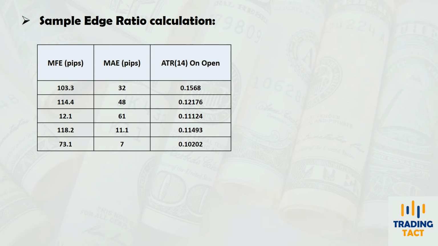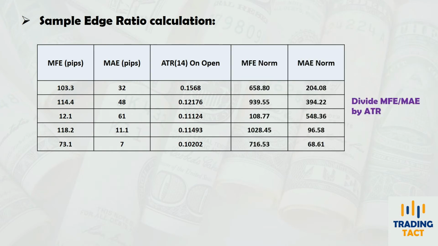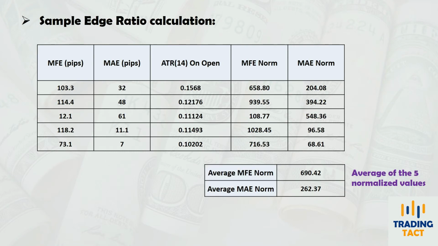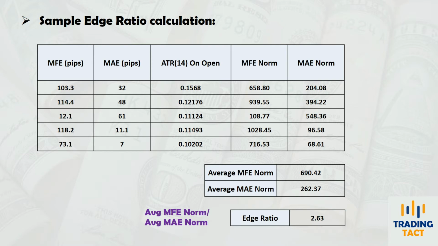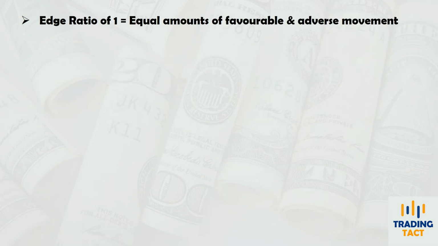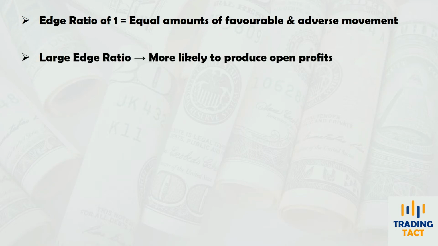First, normalize volatility by dividing the MFE and MAE by the ATR. Next, obtain the average normalized MFE and MAE values. Finally, obtain the edge ratio by dividing the average MFE by the average MAE. An edge ratio of 1 indicates equal amounts of favorable and adverse price movement. The 2.63 ratio above indicates the strategy is far more likely to produce open profits. This correlates with the 125 pip gain after the 5 trades.